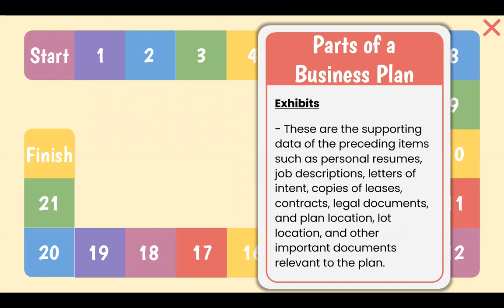Number 10, exhibits. These are the supporting data of the preceding items, such as personal resumes, job descriptions, letters of intent, copies of leases, contracts, legal documents, and plant location, lot location, and other important documents relevant to the plan.